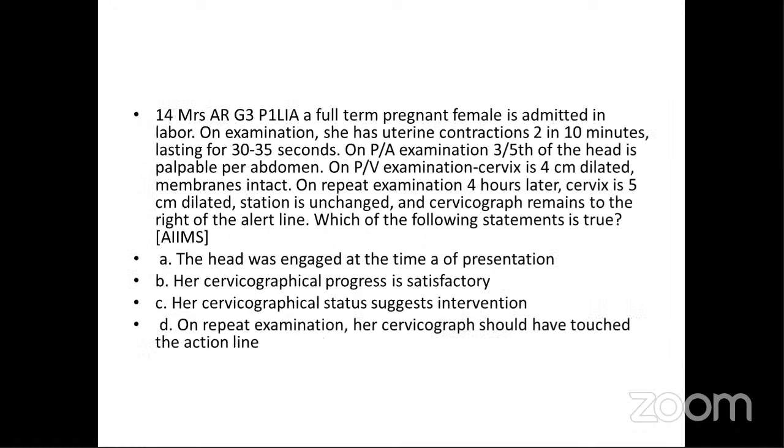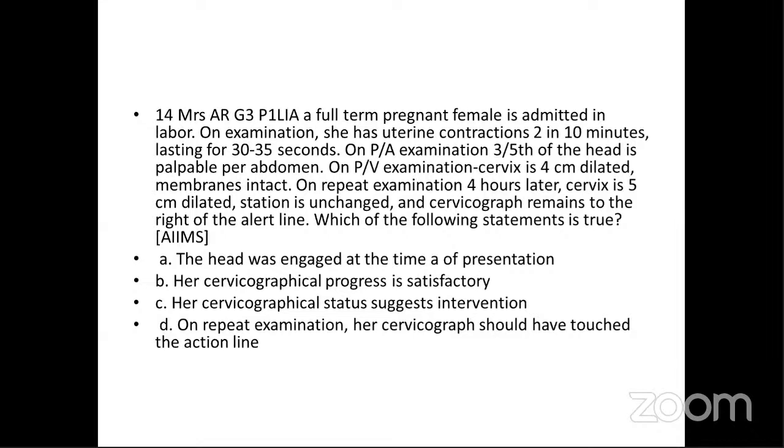Next. Now Mrs. AR, she's gravida 3 para 1 living 1, a full-term pregnant female, is admitted in labor. On examination, she has uterine contractions 2 in 10 minutes, lasting for 30 to 35 seconds. On per abdominal examination, 3/5 of the head is palpable per abdomen. On pelvic examination, cervix is 4 centimeters dilated, membranes are intact. On repeat examination 4 hours later, the cervix is 5 centimeters dilated, station is unchanged, and cervicograph remains to the right of the alert line. Which of the following statements is true?